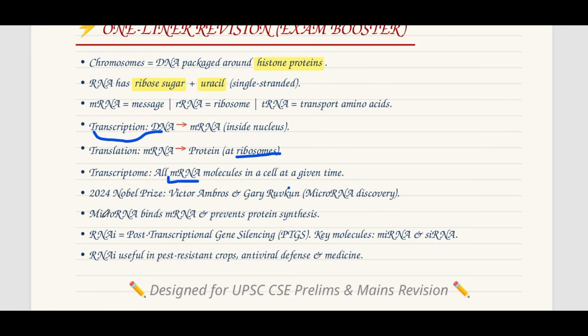In 2024, the Nobel Prize went to Victor Ambros and Gary Ruvkun for the discovery of microRNA. MicroRNA binds mRNA and prevents protein synthesis. RNA interference is post-transcriptional gene silencing, and microRNA and small interfering RNA are key molecules. RNA interference is useful in pest-resistant crops, antiviral defense, and medicines.